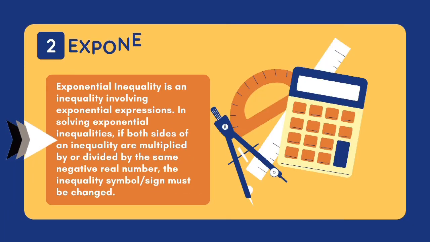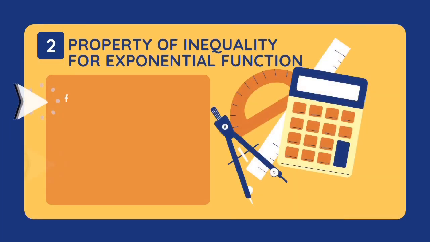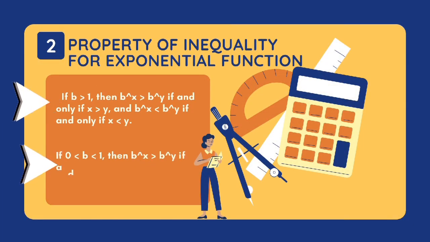Now, let's talk about exponential inequalities and the property of inequality for exponential function. Exponential inequality is an inequality involving exponential expressions. In solving exponential inequalities, if both sides of an inequality are multiplied or divided by the same negative real number, the inequality symbol or sign must be changed. These are the properties of inequality for exponential function.